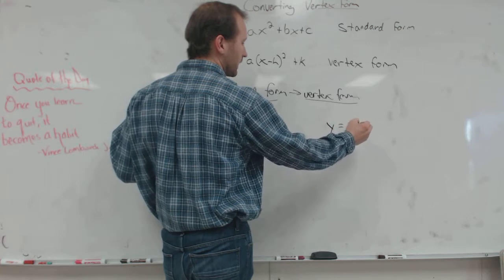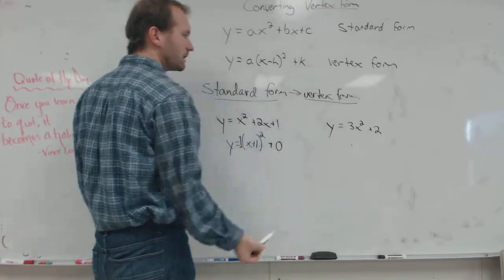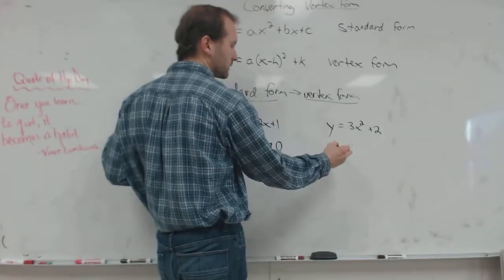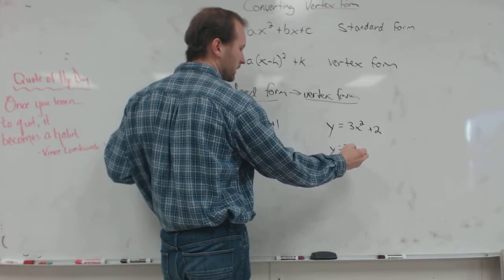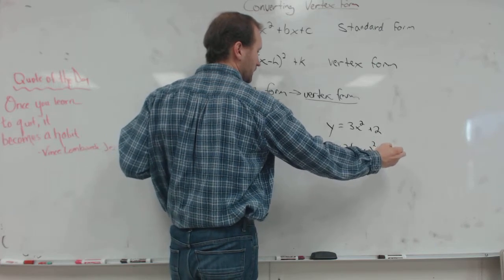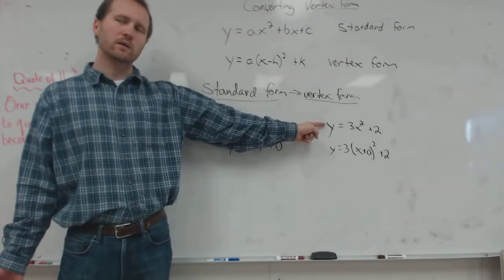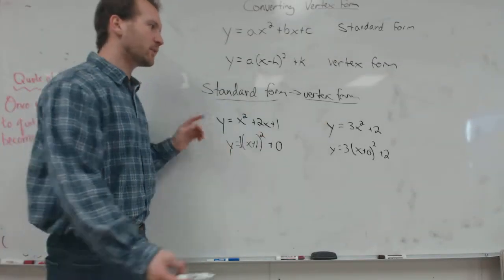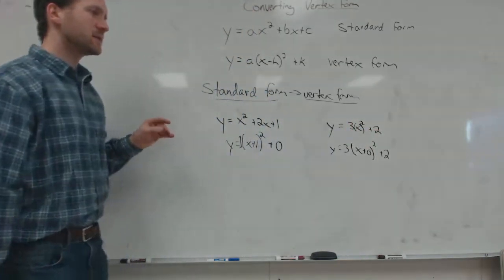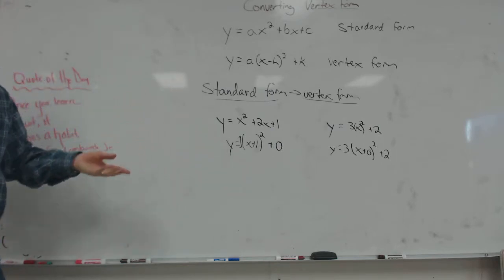So if I have something like this, y equals 3x squared plus 2, this also is vertex form already. This is just the same thing as y equals 3(x plus 0) squared plus 2. Right? So technically this is vertex form, if we just put the x in parentheses. So those are two cases when converting from standard form to vertex form is very simple, just one step.